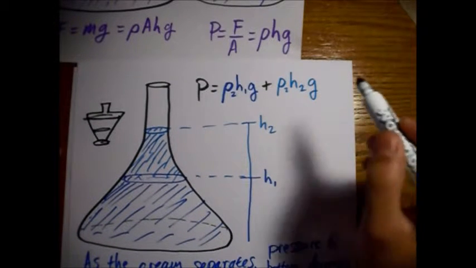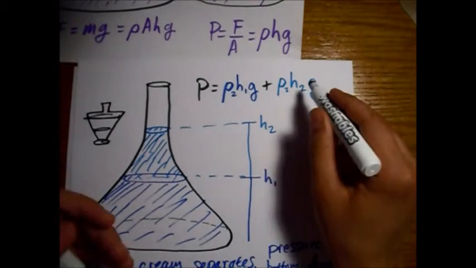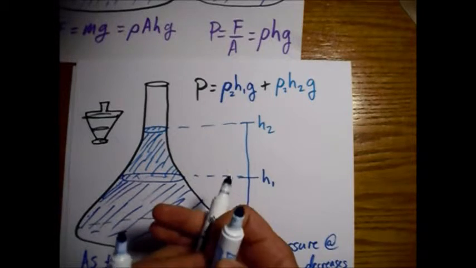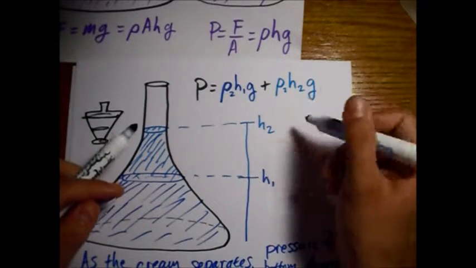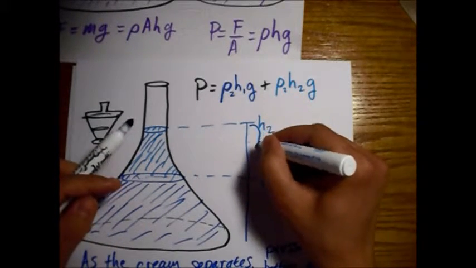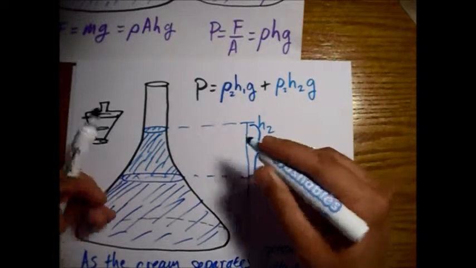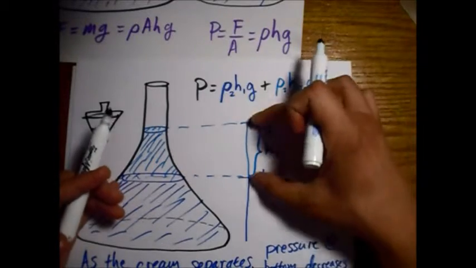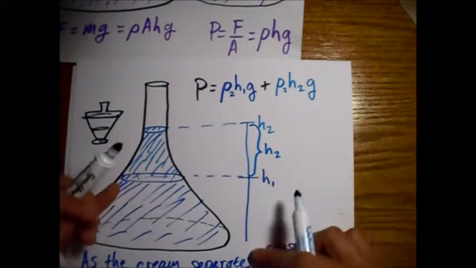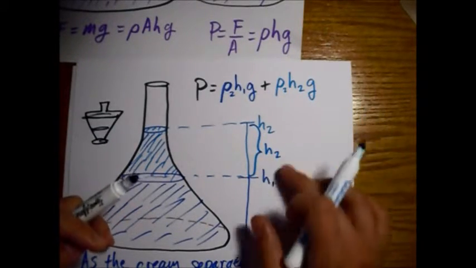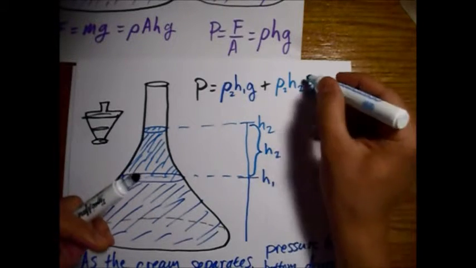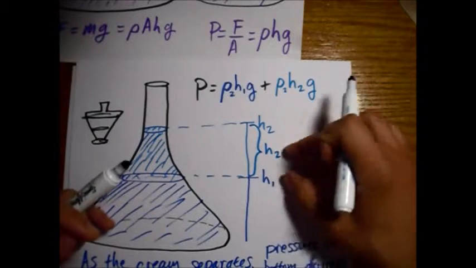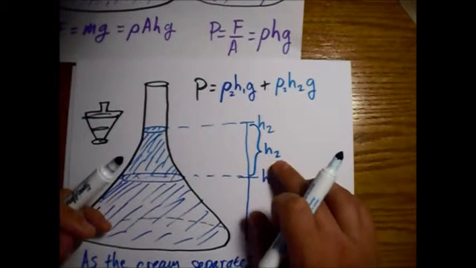Let me just be clear here. When I mean H2, the way I wrote this, H2 is the difference here. If this is just a coordinate, what I would put here for H2 is an H2 minus H1. But the way I wrote it, the H2 is that difference.